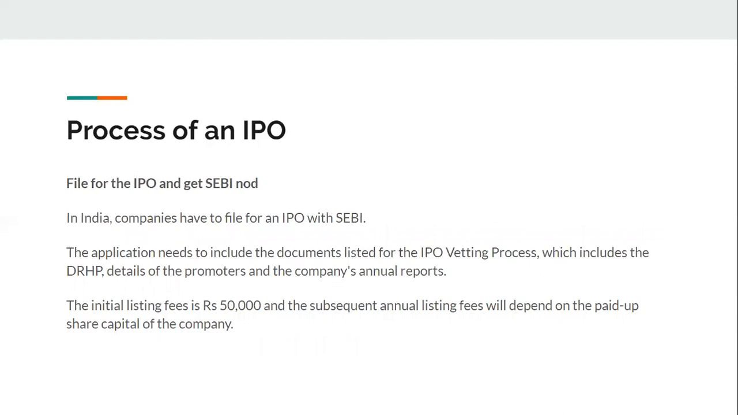And then filing the IPO. The application needs to include all the documents, and these even include the DRHP. This DRHP is not only available for the public. First it needs to be available for SEBI. SEBI goes through the DRHP, and if they find any discrepancies, they'll get back to the company, and if everything is okay in the documents and the DRHP, they'll give a nod, and then the rest of the process follows. Details of the promoters and the company annual reports also need to be submitted along with the application, and SEBI will go through them. The initial fee would be 50,000, and every year there will also be an annual listing fee. It depends upon the paid up share capital of the company.